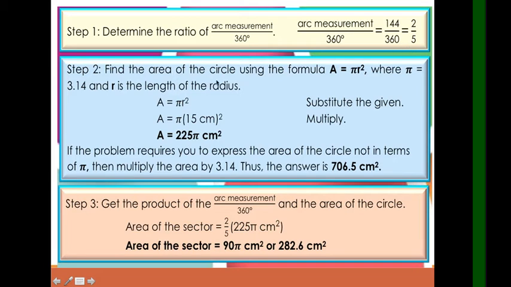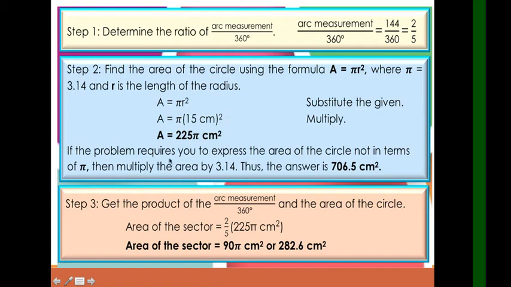Now, find the area of the circle using the formula for the circle. A equals pi r squared, where pi is equal to 3.14, actually 3.1416, pero we can use 3.14, and r is the length of the radius given. So, given yung 15 centimeter na radius, right? So, the area of the circle is 15 squared. What is 15 squared? 15 times 15, 225, is that correct?